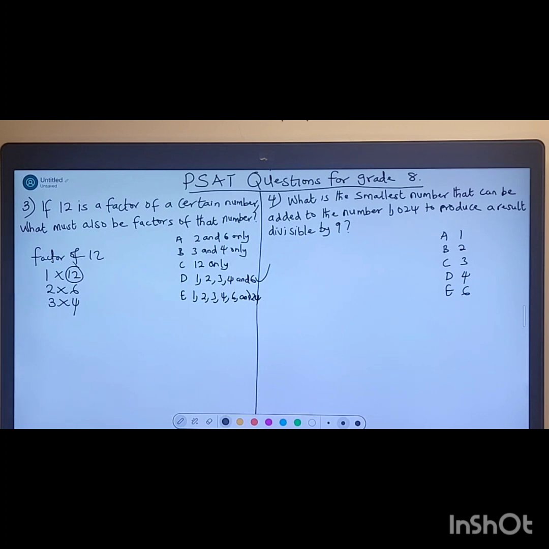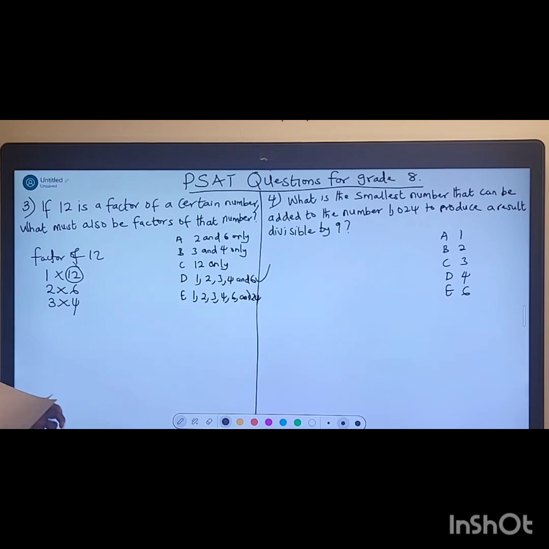So you need to know how to time yourself, to get your answer quickly so you can move to the other one and maximize your time. Number 4 says, what is the smallest number that can be added to the number 1024 to produce a result divisible by 9? What will you do in this place?